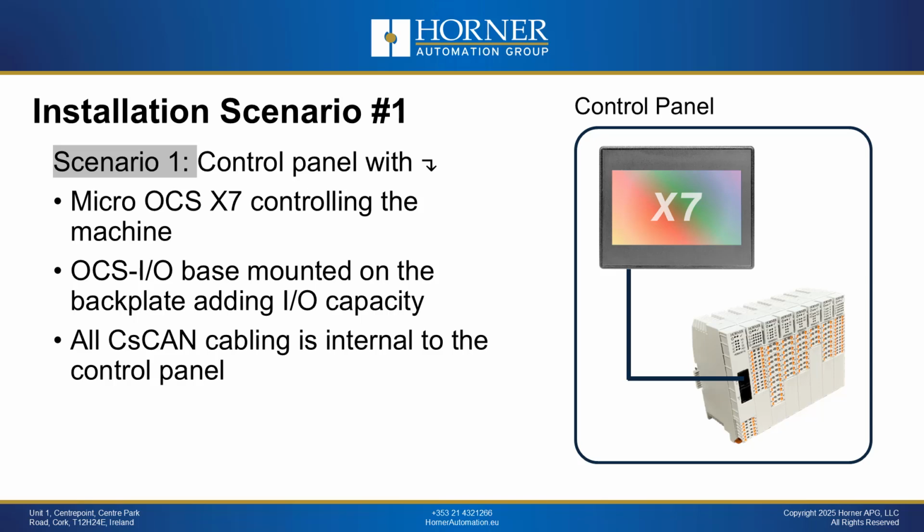We have a single control panel and we have got a micro OCS X7, which is the main controller for the machine, and we're using OCS IO inside the same control panel to expand the IO capacity of the machine, and any CAN wiring we have for the system is all internal to the cabinet. So that is our first scenario. So let's see how we handle that on the bench.